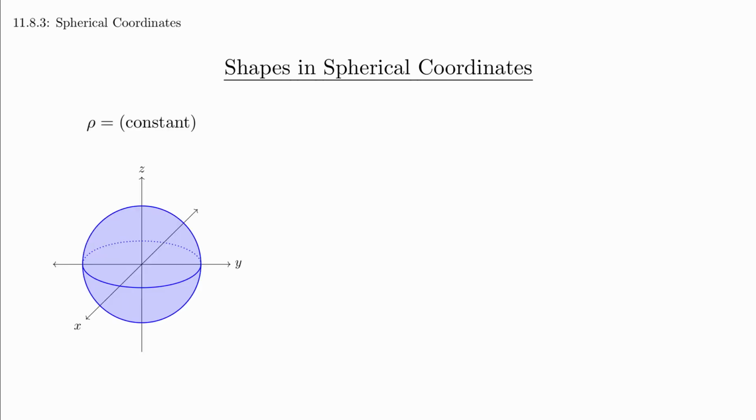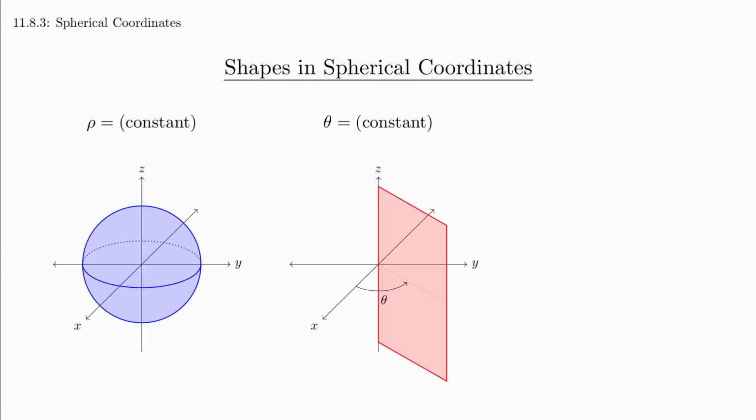If rho is constant, you just get a sphere. This is because rho is the distance from the origin, and saying that this value is a constant is exactly the definition of a sphere. If you hold theta constant, you get a vertical half-plane coming out from the z-axis. It's important that you only get a half-plane and not a full plane. This is related to phi only being measured from the positive z-axis and not all the way around.